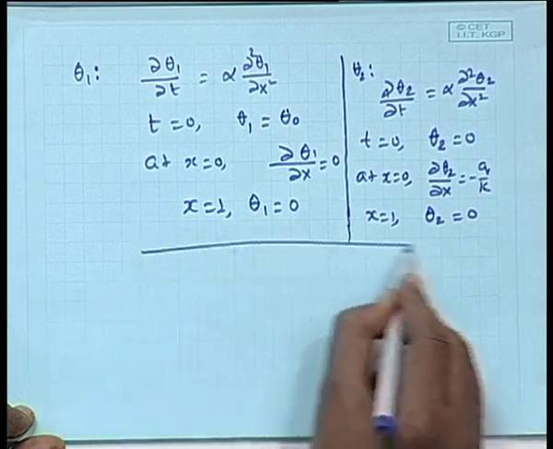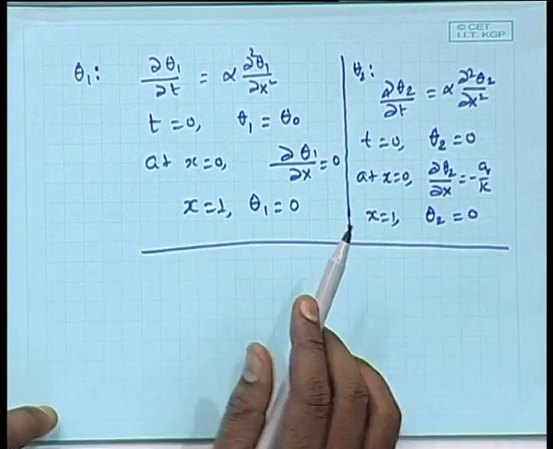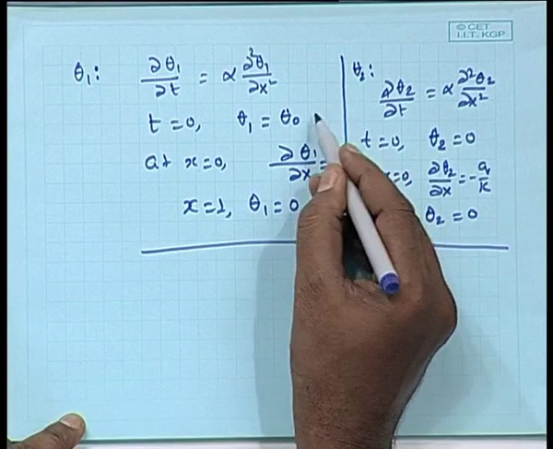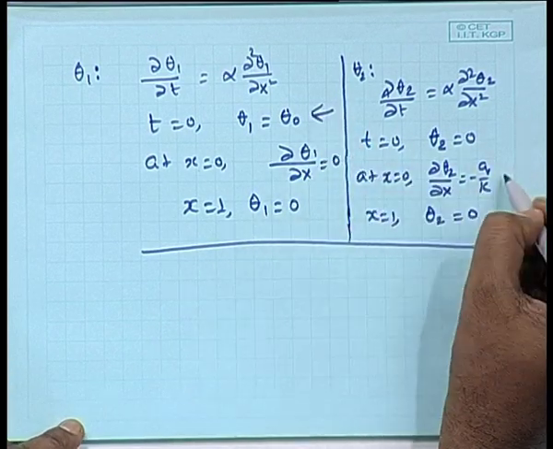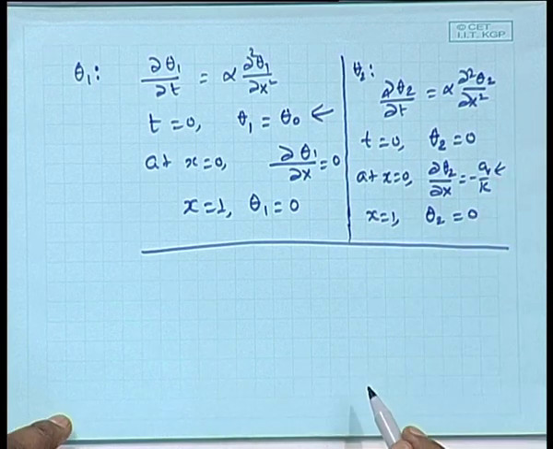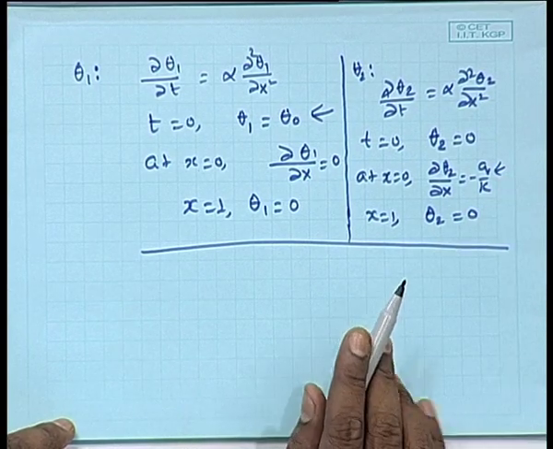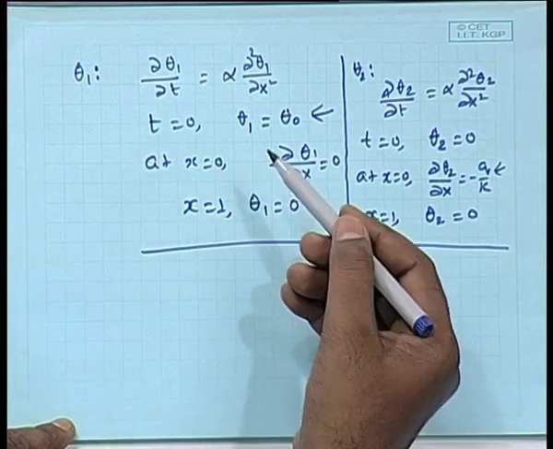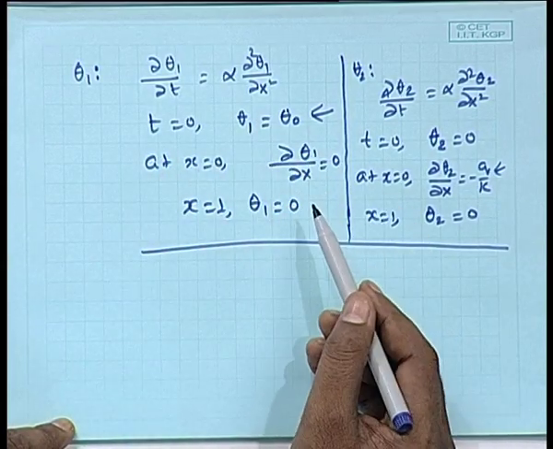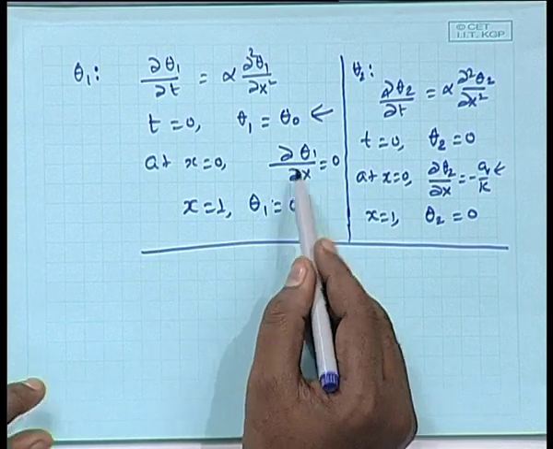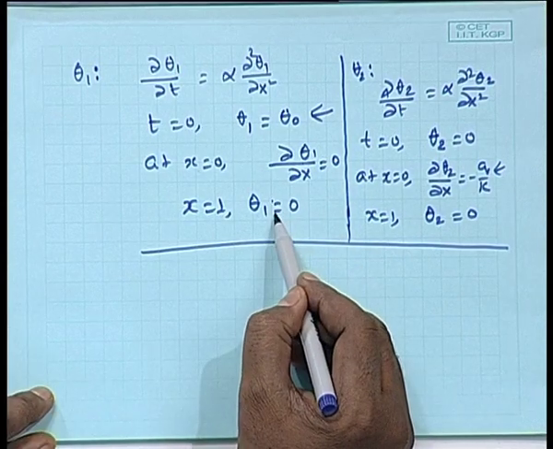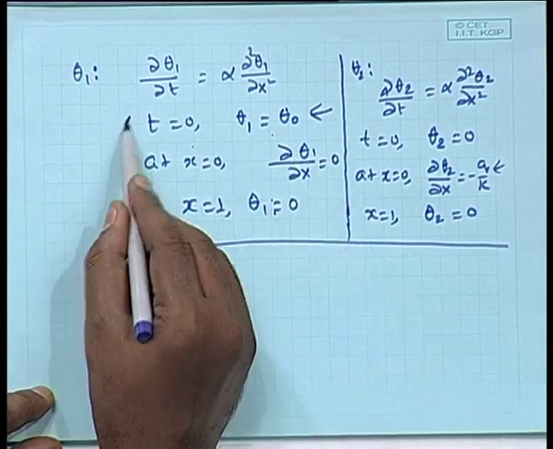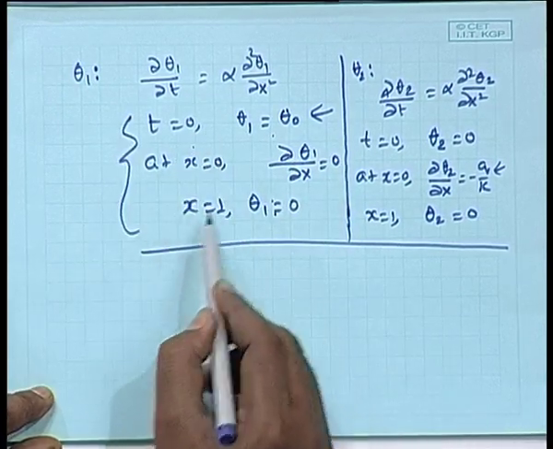So, basically we have divided the original problem into two sub problems considering only one non-homogeneity at a time. This is the non-homogeneity here and this is the non-homogeneity here. Okay. Now, the theta 1 problem is a standard eigenvalue problem, a standard problem for separation of variables, because you are having homogeneous boundary conditions and a non-zero initial condition. Now, we have already solved this problem previously.